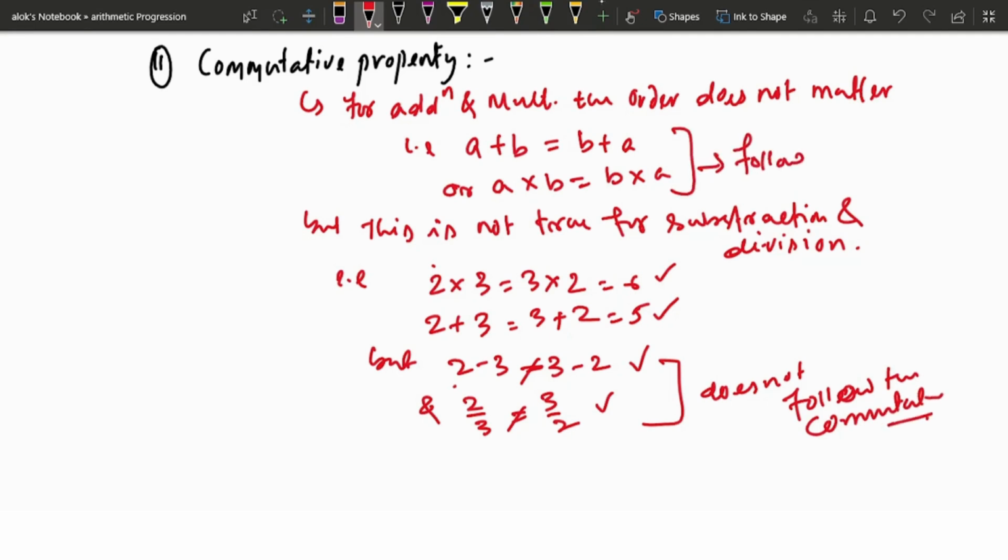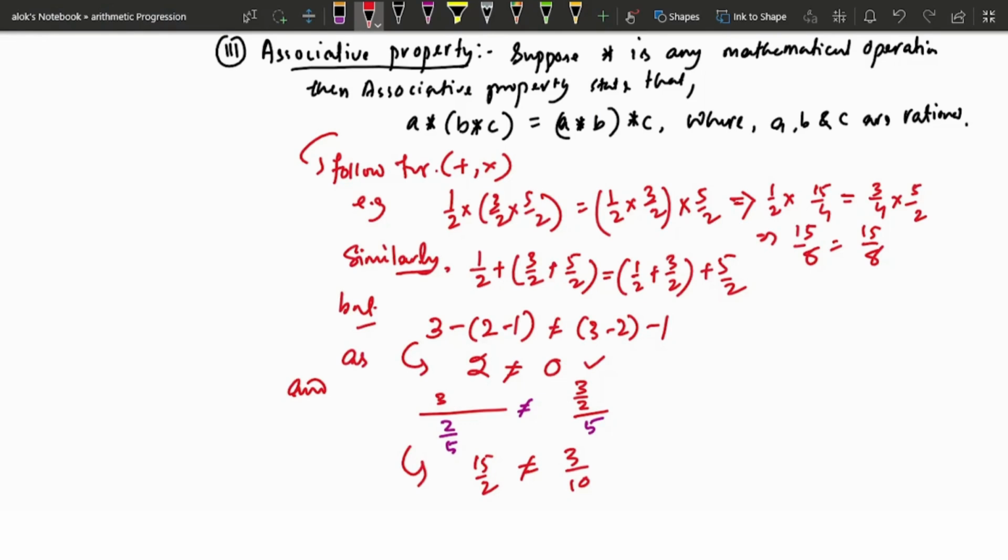Our next property is the associative property. Suppose star is any mathematical operation like addition, multiplication, subtraction or division. Then the associative property states that (A star B) star C equals A star (B star C), where A, B, C are all rational numbers. This associative property is followed by addition and multiplication, and not followed by subtraction and division. For the multiplication case, the left hand side equals the right hand side, and for the addition case also, the left hand side and right hand side will be equal.